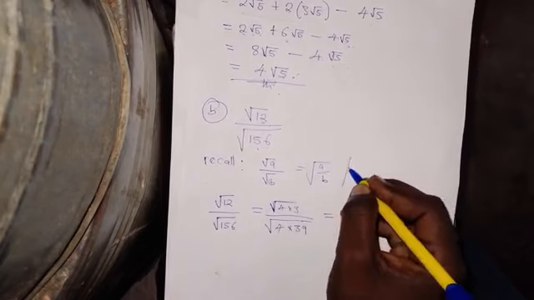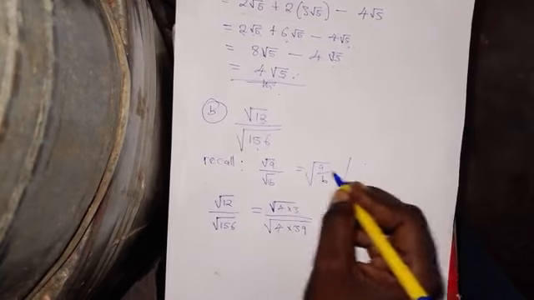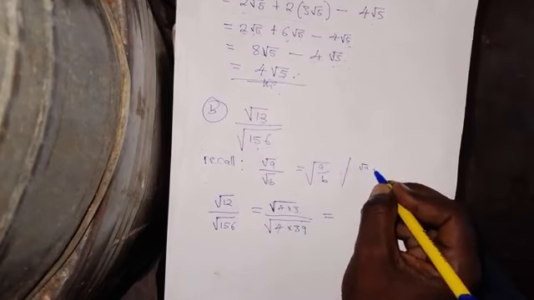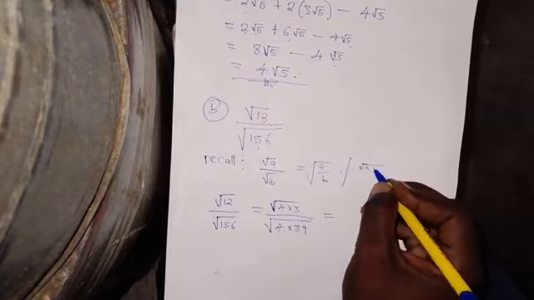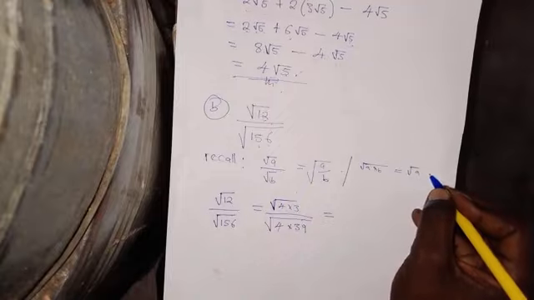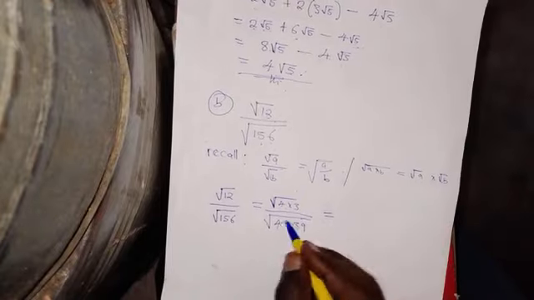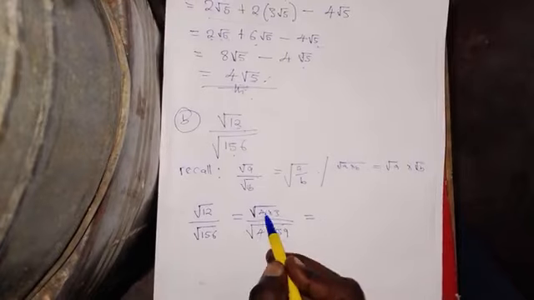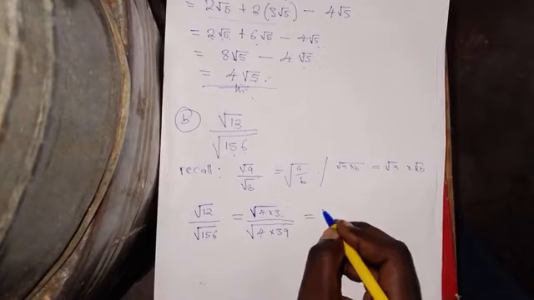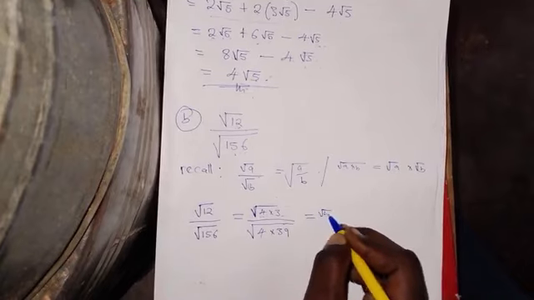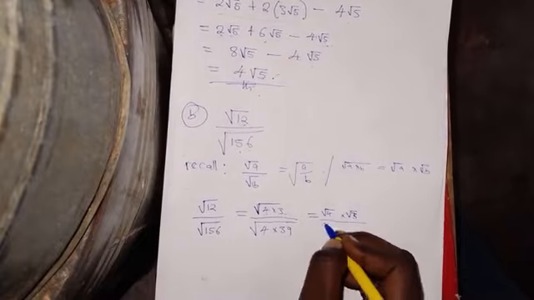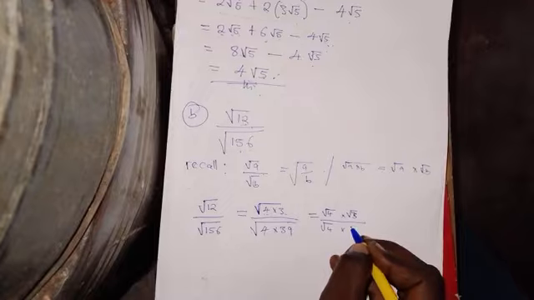remember, root of A by B is the same as root of A by root of B. This is what is going to happen here. So if I have root of 4 by 3 inside here, separating the two, I'm going to have root of 4 by root of 3 over root of 4 by root of 39.